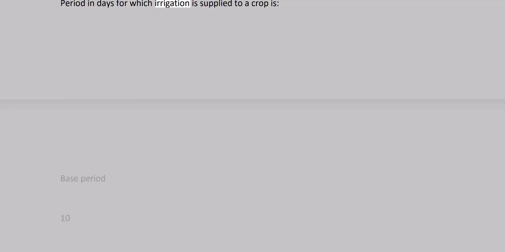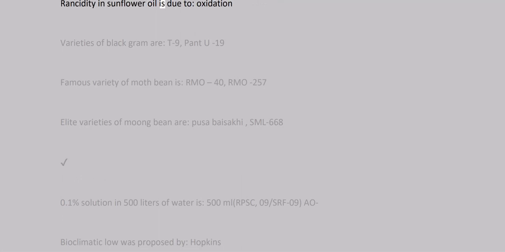IFFCO exam 09. Depth of water required by a crop is known as delta. Area irrigated by 1 cubic discharge of water is duty. Duty period in days for which irrigation is supplied to a crop is base period. Rancidity in sunflower oil is due to oxidation.